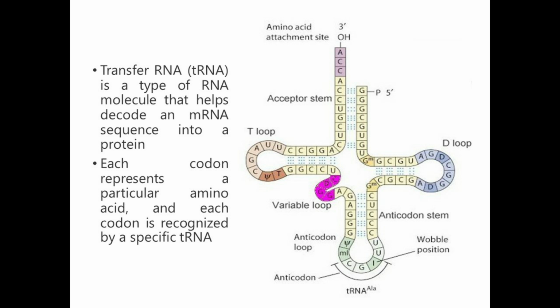tRNA can be considered to be an intermediator or an adapter molecule which helps in positioning the amino acids in the exact position in a growing polypeptide chain. So it is a type of RNA molecule that will help in decoding an mRNA sequence into a protein. So here the tRNA has a specific region, which in the figure you can see below as the anticodon loop.